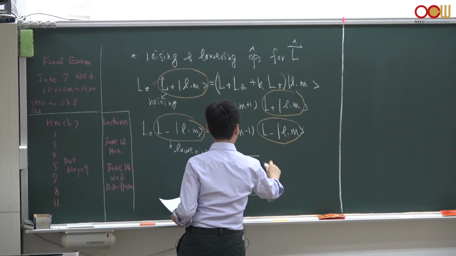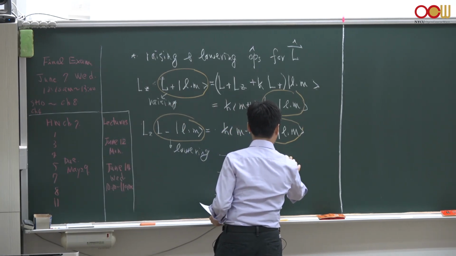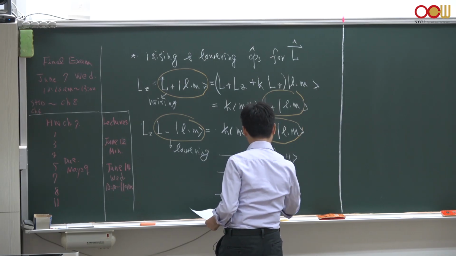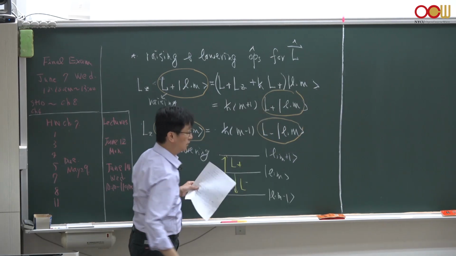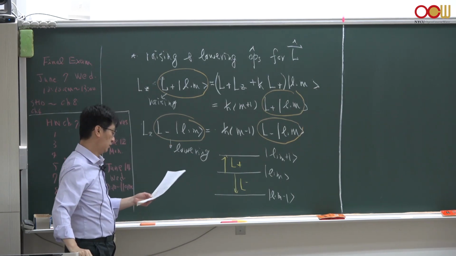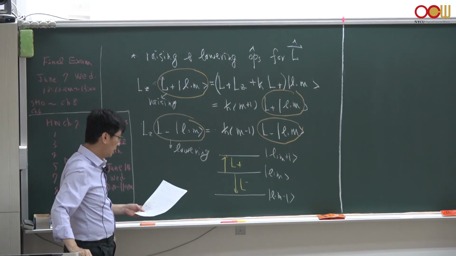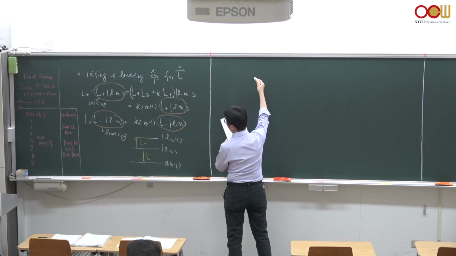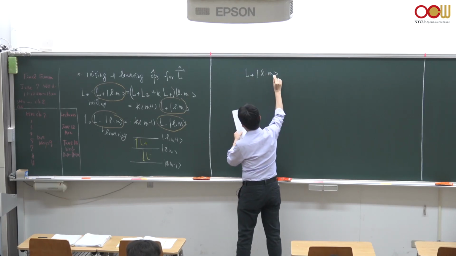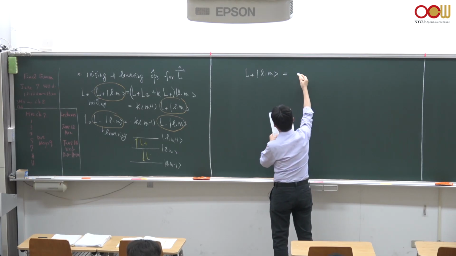This defines the lowering operator L minus and the raising operator L plus. You could take the elevator, go either up a floor or downstairs. So this is the power of the angular momentum raising and lowering operators, which will be used later. But what is the exact relation between those two?